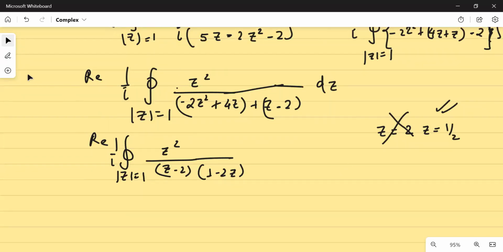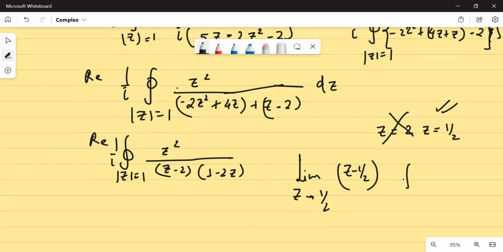At z equal to half, your singularity will be what? What will be the residue? The limit as z tends to 1 by 2. Just try to multiply and find, and let me know what the answer will be. Okay, we'll meet again. Just try to find what the residue is here.